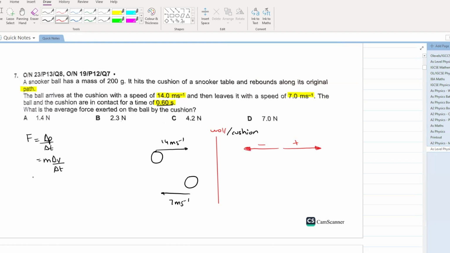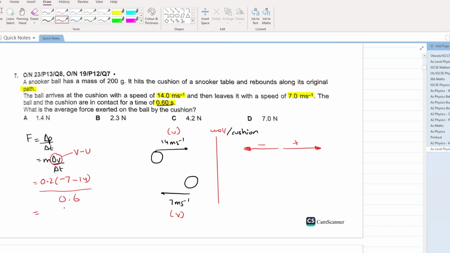Here, what is your mass? 200 grams. This becomes 0.2 kg. What will be your change in velocity? Final velocity, that is 7 towards the left, minus initial velocity, that is 14 towards the right. So final velocity will be minus 7. Initial velocity is towards the right, it will be positive 14. Please remember, change in velocity is equal to final velocity minus initial velocity. That's what I have done here, divided by 0.6.